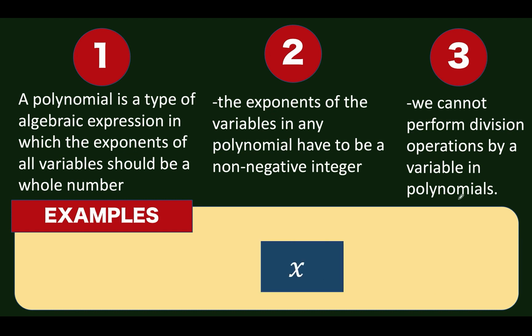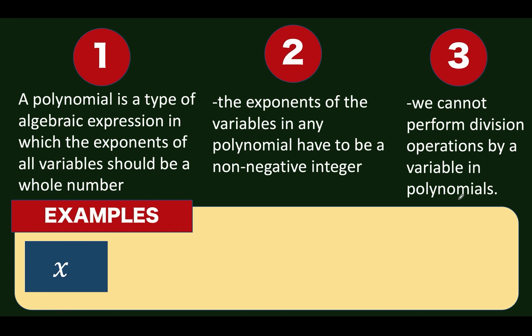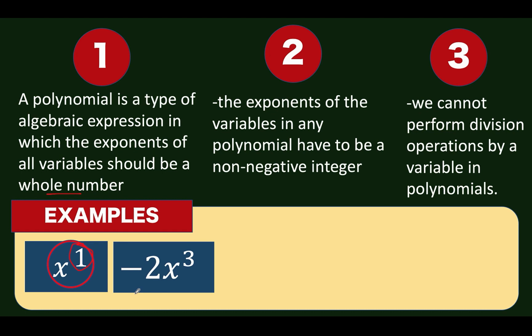So let's have an example. Let's say x. Is x a polynomial or not? The answer is yes, because the exponent of this variable x is a whole number. 1 is a whole number. So this is a polynomial. Next, negative 2x cubed. Here we are looking at the variable and the exponent. The exponent should be non-negative, it should be a whole number, and there is no division by a variable. This expression passes these three tests, and therefore this is considered a polynomial.